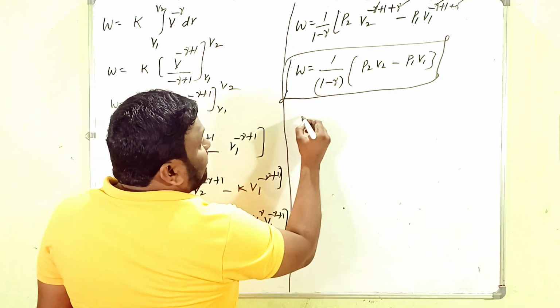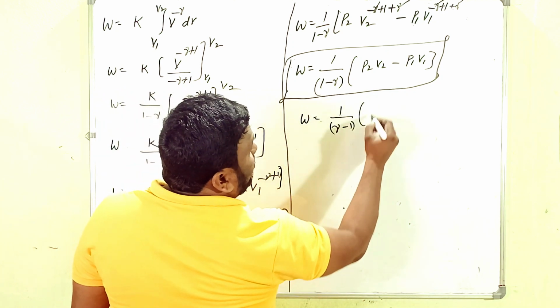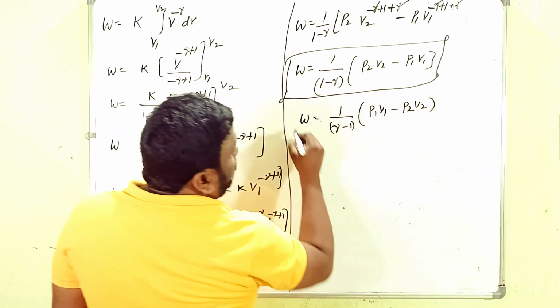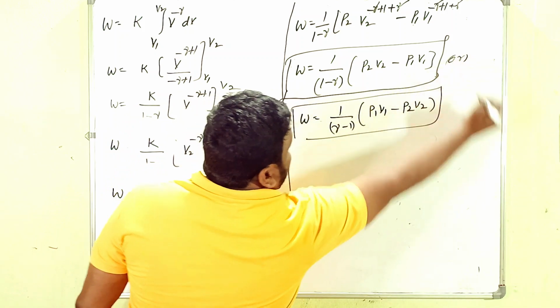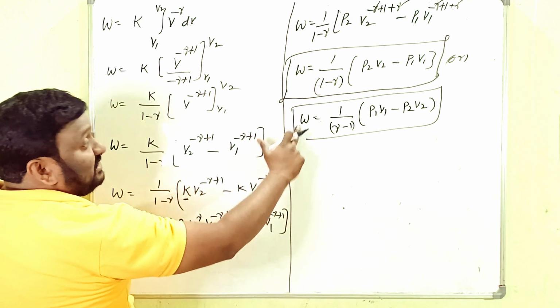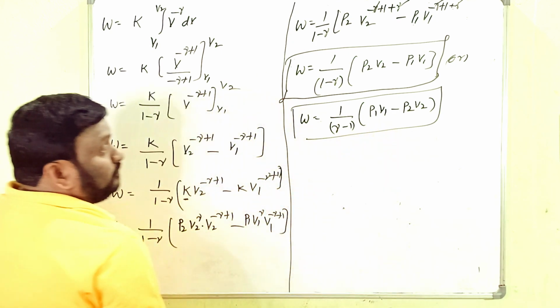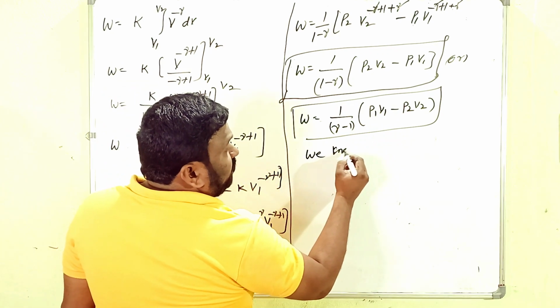And rearranged, W is equals to 1 by gamma minus 1 of P1 V1 minus P2 V2. If we take minus common, then we can write like this. So this is the amount of work done by the ideal gas in adiabatic process in terms of pressure and volume. Clear?